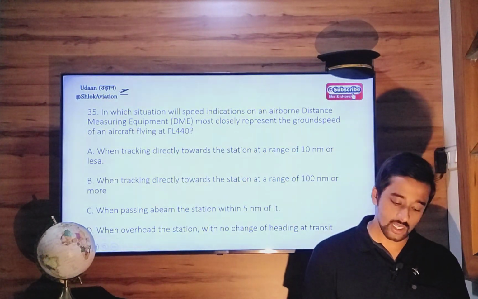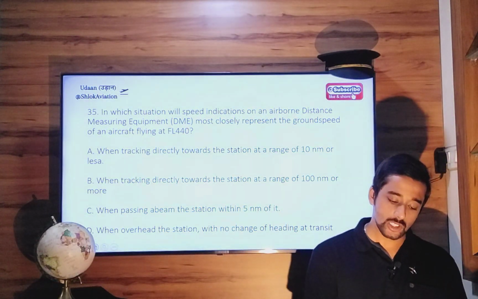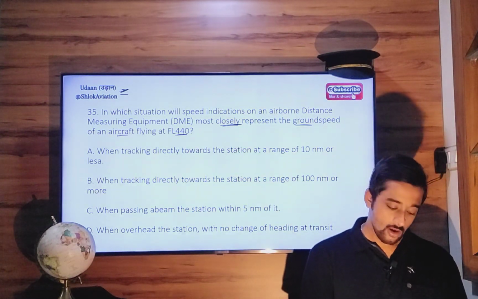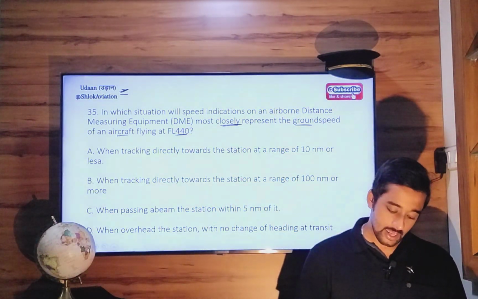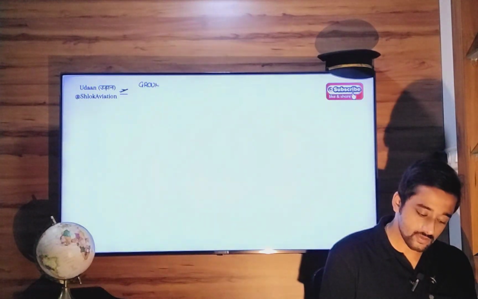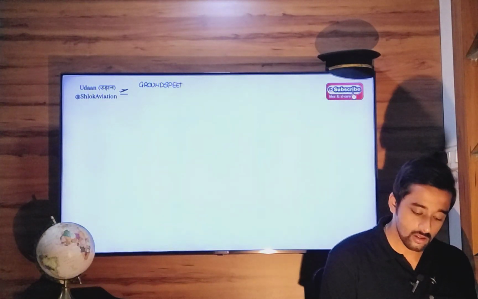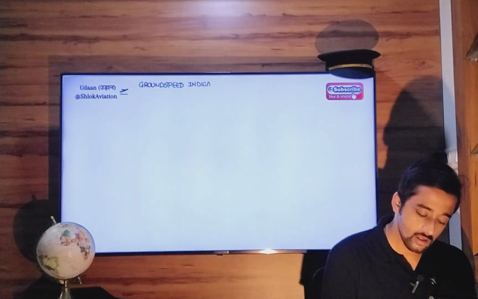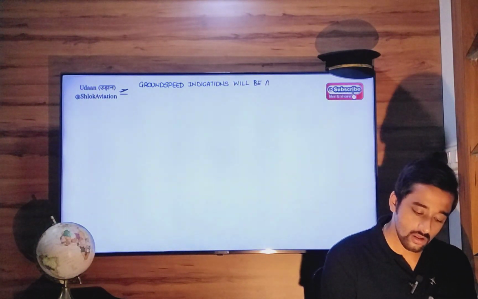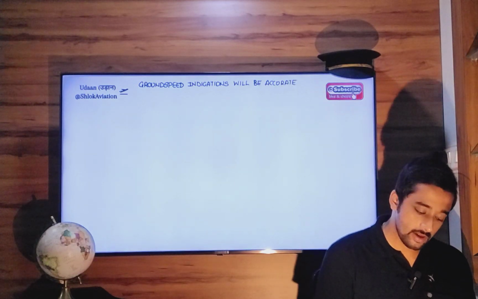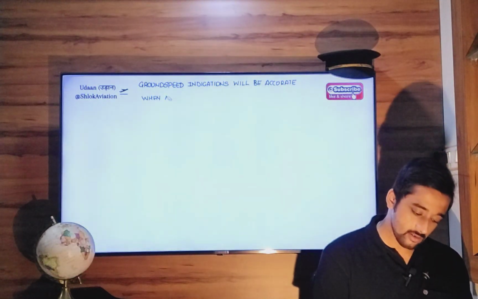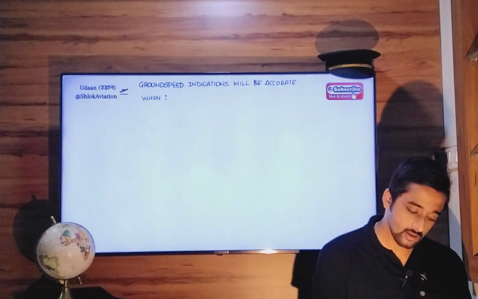35. In which situation will speed indications on DME most closely represent the ground speed of an aircraft flying at flight level 440, or 44,000 feet? Now I have repeatedly said this in my previous video lectures. Ground speed indications will be accurate when aircraft, when first conditions, there are different conditions.